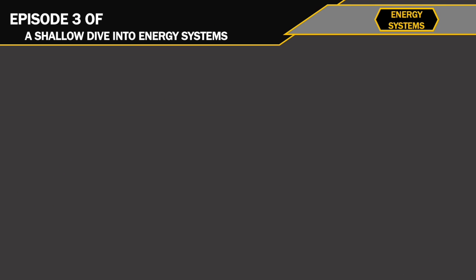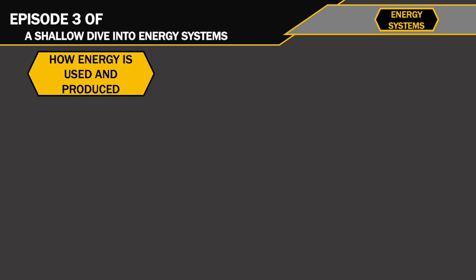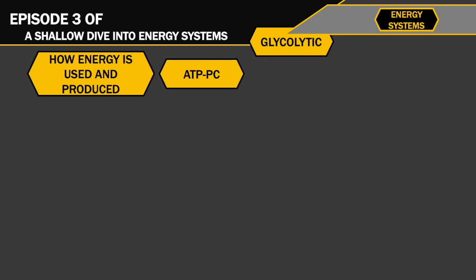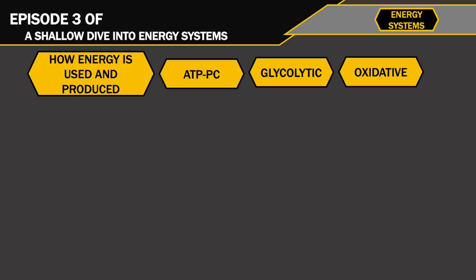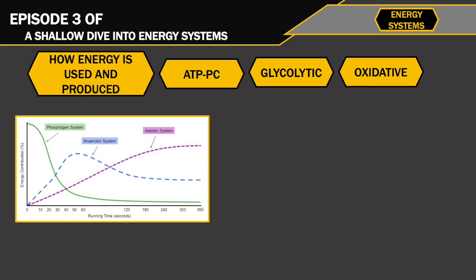When we take a look at energy systems, first we have to define it, and this is basically how our body uses and produces energy. When we take a look at the different pathways of producing energy, it can be through our ATP-PC system, otherwise known as our phosphagen system. It could be through our glycolytic pathways, or through our oxidative pathways.